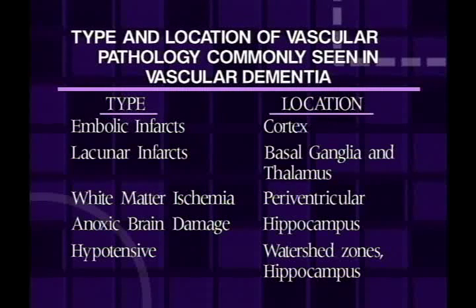And finally, hypotensive brain injury. This is when the heart is no longer able to pump sufficient blood to the brain to keep the whole brain alive. In that particular instance, vulnerable regions, such as what are termed watershed zones, or regions that are at the end of vascular supplies, or sensitive regions, such as the hippocampus, are damaged by this low flow situation. Hypotensive injury is fairly common in patients with severe cardiac disease.